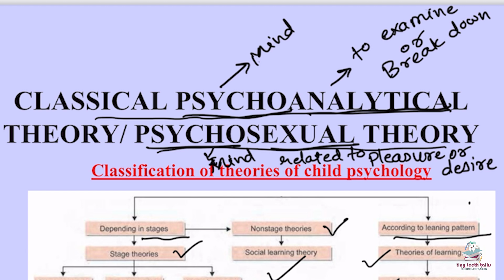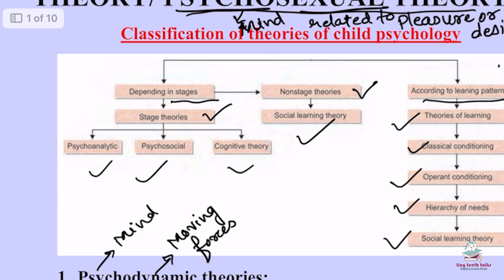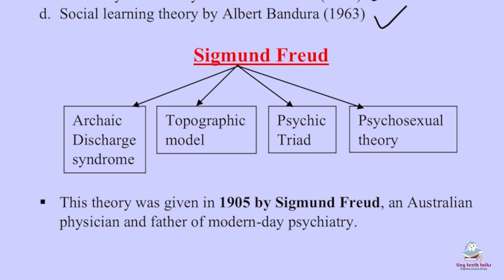Coming back to the psychosexual or psychoanalytical theory, this theory was given in 1905 by Sigmund Freud, an Austrian physician and father of modern-day psychiatry. So he gave us four concepts: archaic discharge syndrome, topographic model, psychic triad, and psychosexual theory.